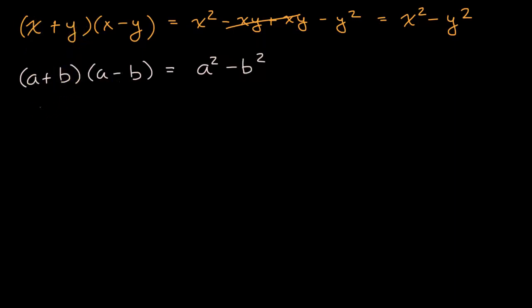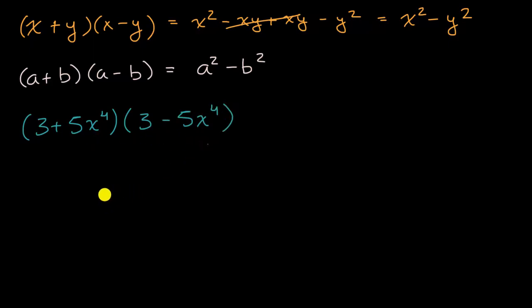So given that, let's see if we can expand and then combine like terms if I'm multiplying these two expressions. Say I'm multiplying (3 plus 5x to the fourth) times (3 minus 5x to the fourth). Pause this video and see if you can work this out.